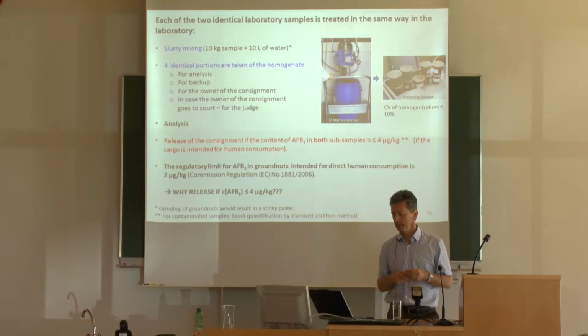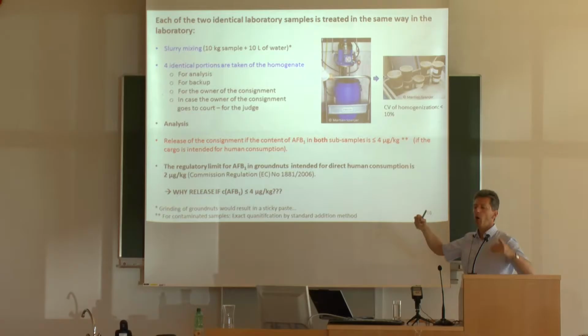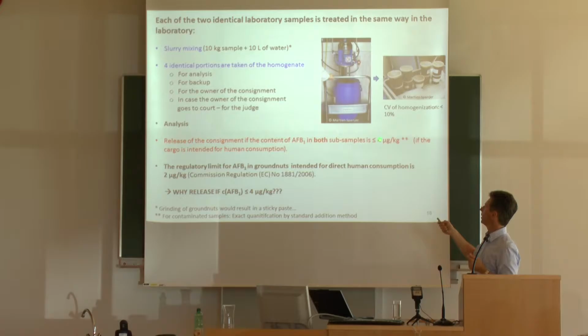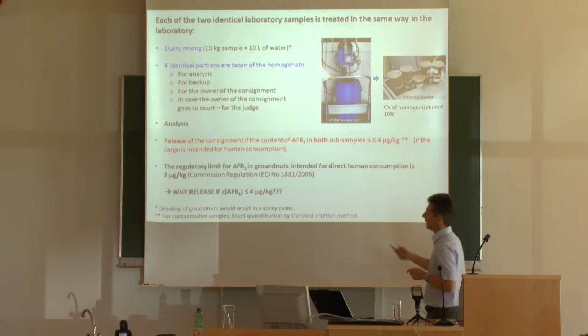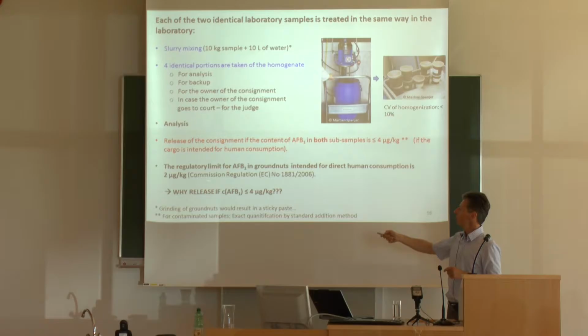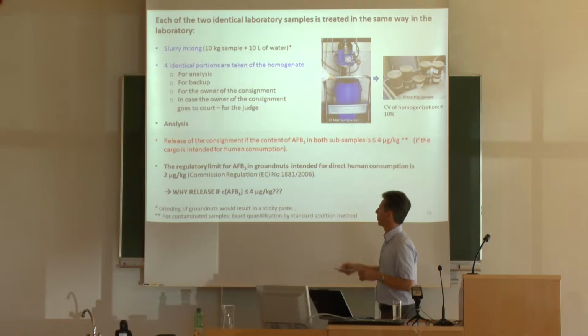And the consignment is released, found as appropriate, meeting the guidelines and regulations, if the content of aflatoxin B1 in both subsamples is smaller or equal to 4 microgram per kilogram, if the cargo is intended for human consumption. And the question is, why would you release a concentration of smaller or equal to 4 microgram per kilogram if the regulatory limit for aflatoxin B1 in groundnuts intended for direct human consumption is 2 microgram per kilogram? So that is the question.